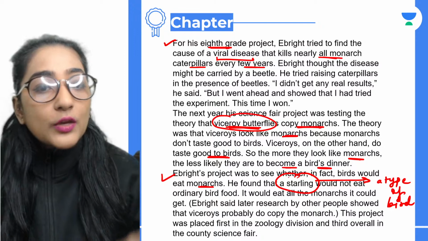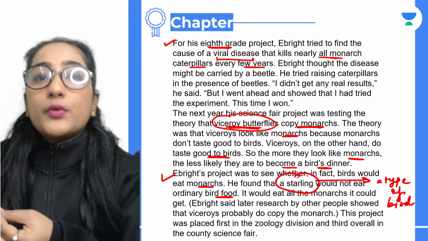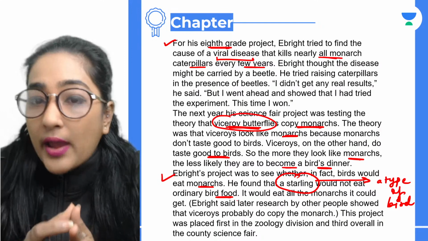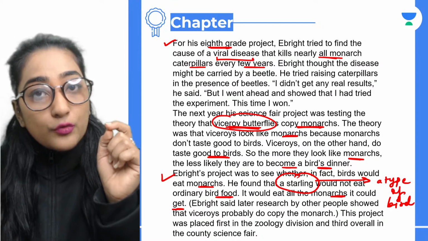That means starling is a bird that is not going to have any ordinary bird food. Usually whatever birds eat, starling is not going to have it. It would eat all the monarchs it could get. So a starling, only a type of bird, will not go for the ordinary kind of food. Instead, it would eat and consume all the monarchs that it could get.